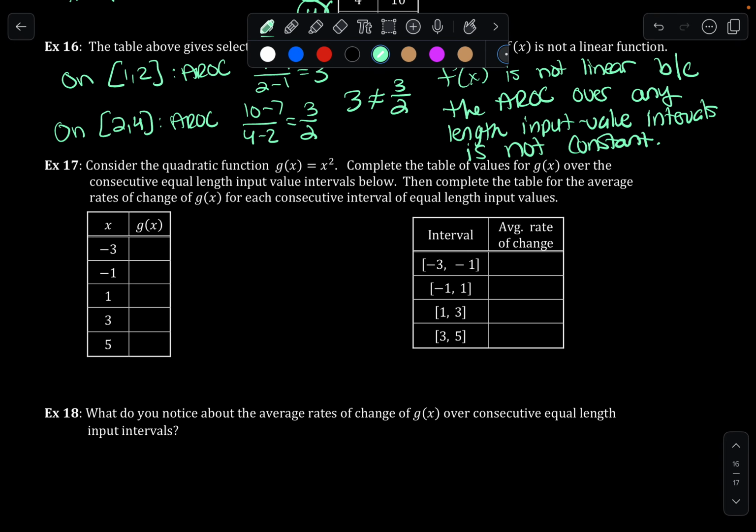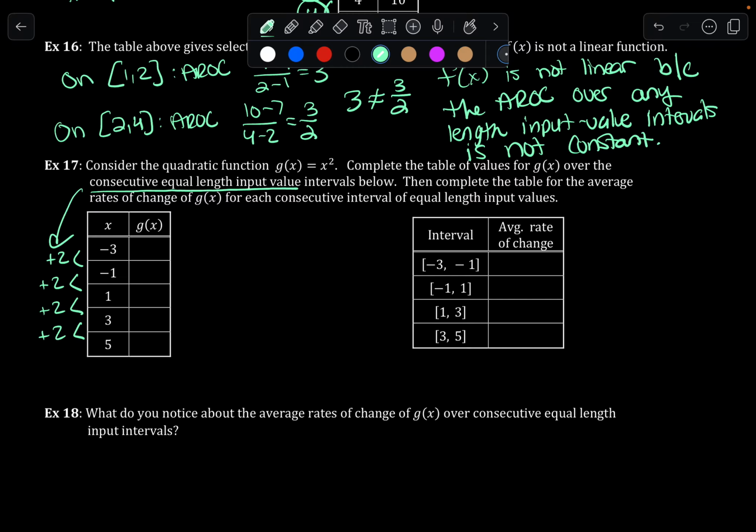Number 17, consider the quadratic function g of x equals x squared. Complete the table of values for g of x over the consecutive equal length input value intervals below. So this is important, consecutive equal length input values. This means that the input values will be spaced out consistently, okay, so from -3 to -1, plus 2. -1 to 1, plus 2. 1 to 3, plus 2. 3 to 5, plus 2. Okay, so that's referring to the input values.